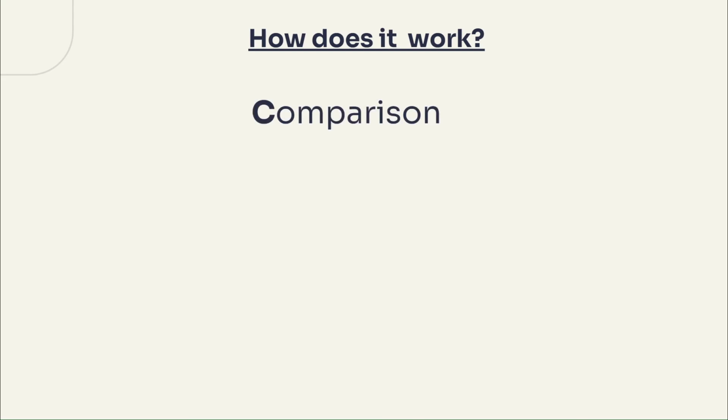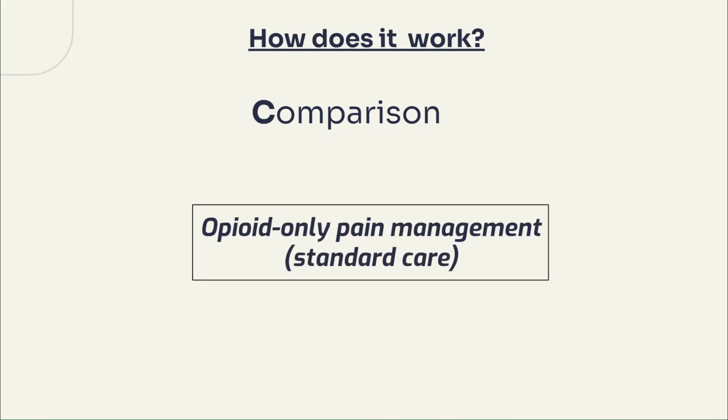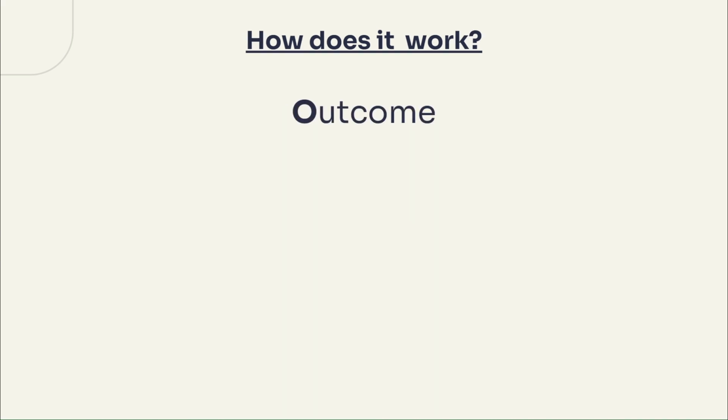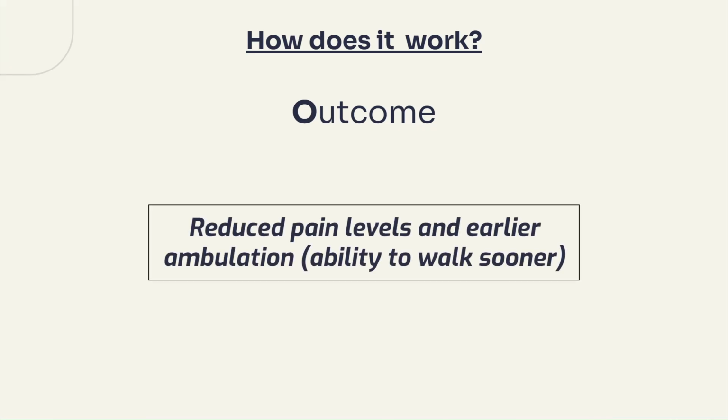C, or comparison, refers to the usual method used in previous cases. Sometimes it may not even exist. In this case, it is the opioid only pain management. O is for outcome, which is where we ask ourselves, what do I want to happen for my patients? In this case, you want to see if CFNB will lower pain and help patients walk sooner after surgery.